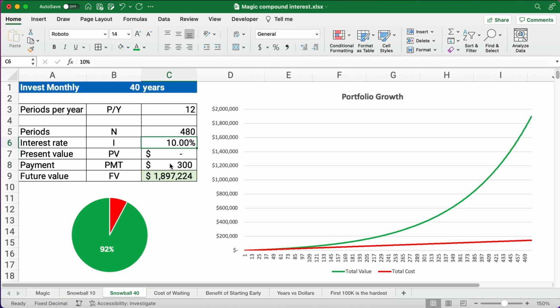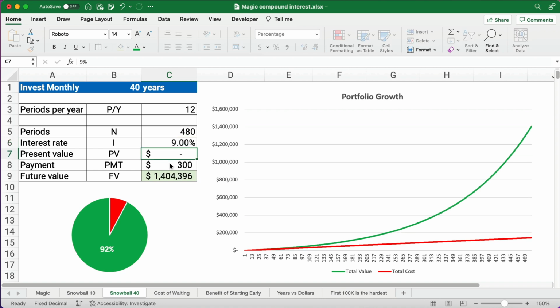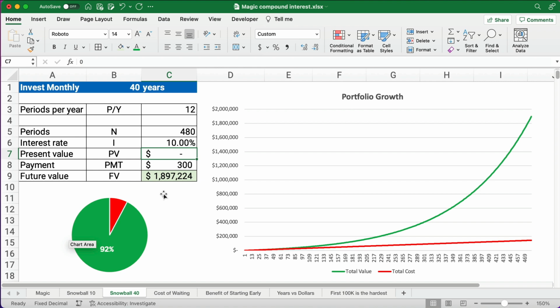$300 per month. And let's say that we have to pay, instead of doing a low-cost index fund that we do ourselves, we pay somebody to invest for us. They get a 10% return, but they charge us 1%. So we're going to get a 9% return. So that $1,897,000 ends up being $1.4 million. So what is that? That is $490,000 difference. Let's look at that again. 1.4 million versus 1.9 million. So it's almost $500,000 difference. 1% makes a big difference.